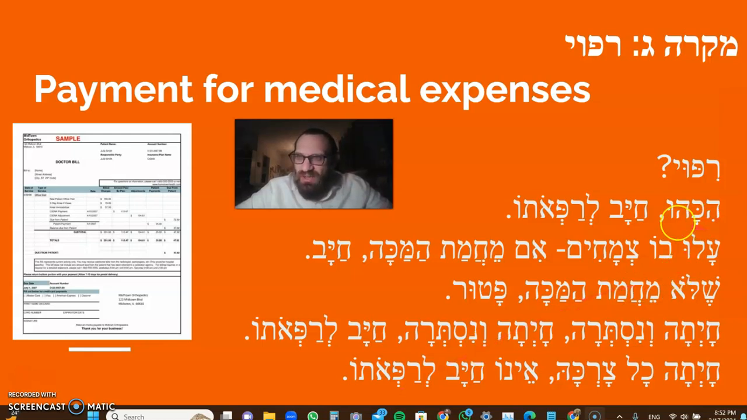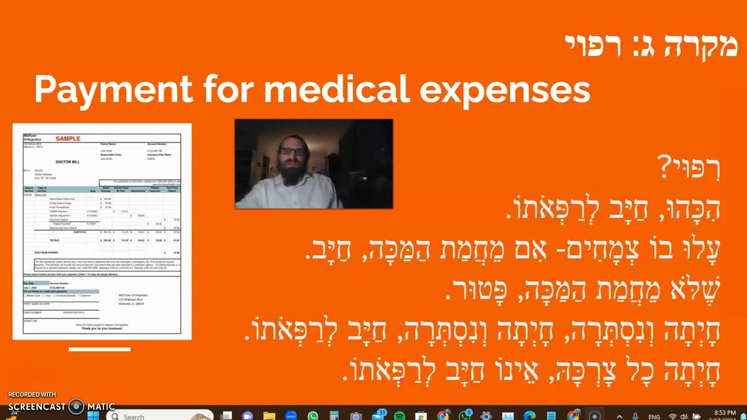So again, hikahu chayev l'rapoto. If he hits him, he has to pay for it. He has to heal him. Alu bo tzmachim. If wounds come up, if scabs come up, im machmas hamaka, it's because of the injury, chayev, has to pay for it. Shalom machmas hamaka, not because of the maka, patur. Chayta v'nistara, if it heals and opens, chayev l'rapoto, he has to heal him. Chayta kotzarcha, if it heals entirely, totally healed, eino chayev l'rapoto, he does not have to pay for him.